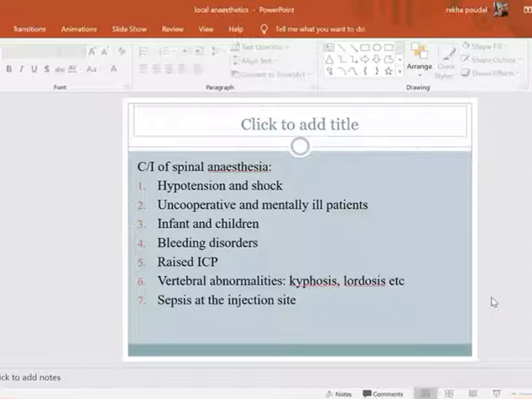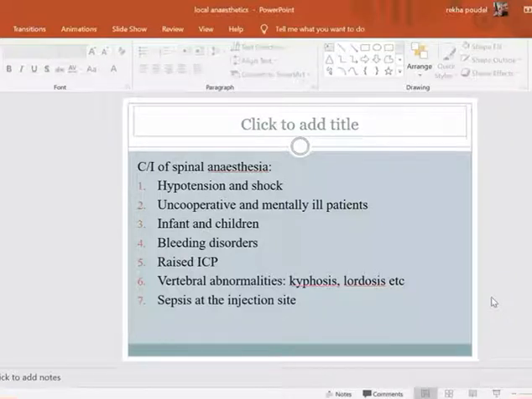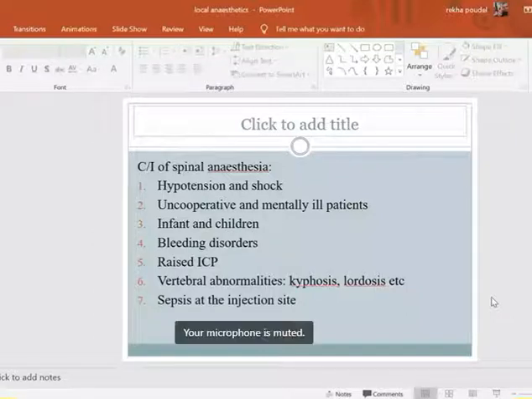So it is contraindicated in case of hypotension and shock, and it should not be given to patients who are very uncooperative or mentally ill, because while giving spinal anesthesia, an uncooperative or mentally ill patient may move, and we can puncture the spinal cord, leading to bleeding. So it is avoided in uncooperative and mentally ill patients.